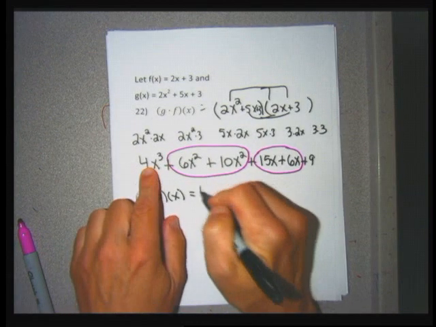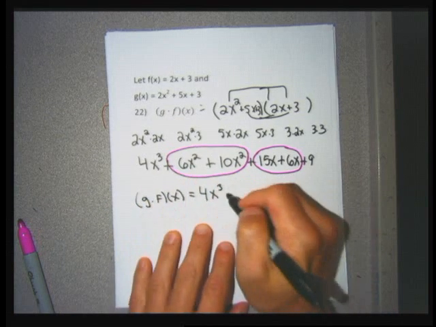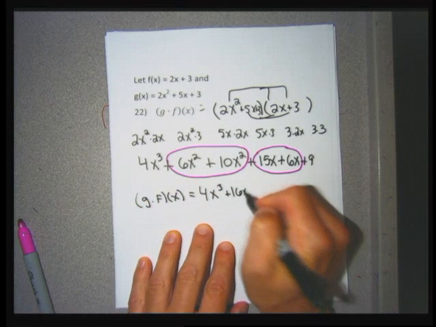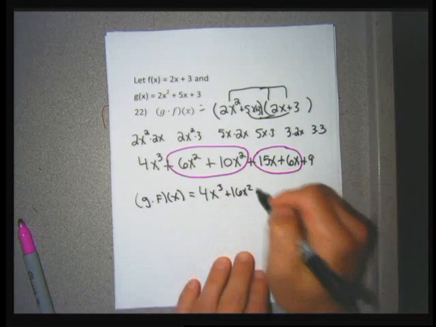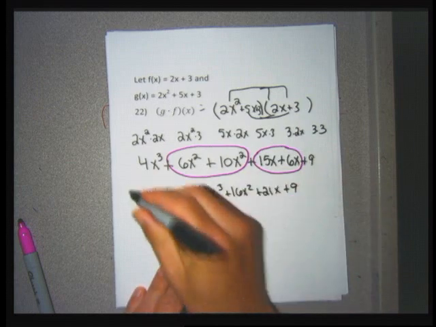I'm going to bring down the 4x cubed. When you're adding, the exponents don't change. I'm going to write this as a plus 16x squared. I'm going to write that as a plus 21x. I'm going to bring down the plus 9, and I'm not going to factor this.